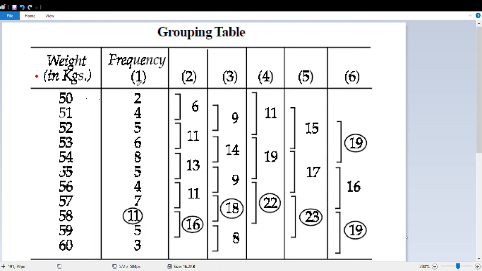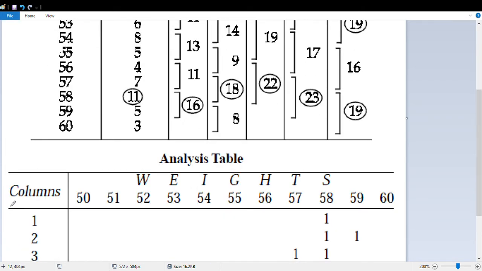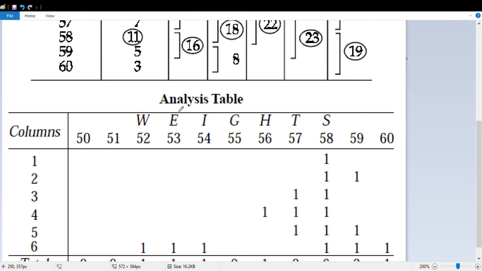In column number 1, circle the highest frequency. In this case 11 is the highest frequency. In column number 2 the highest frequency is 16, circle the value 16. In the third column the highest frequency is 18, so we circle that value, and so on. After knowing the grouping table, let us see the analysis table.